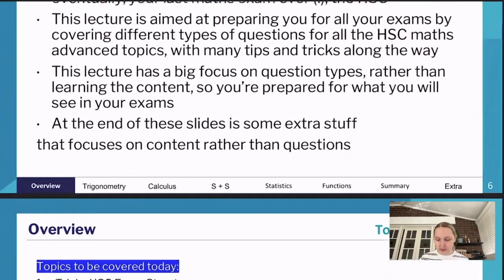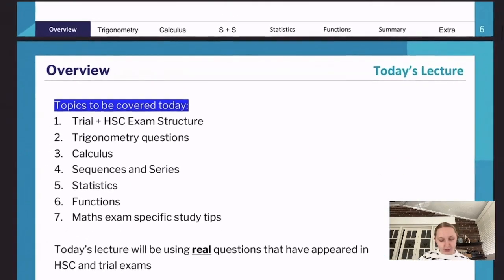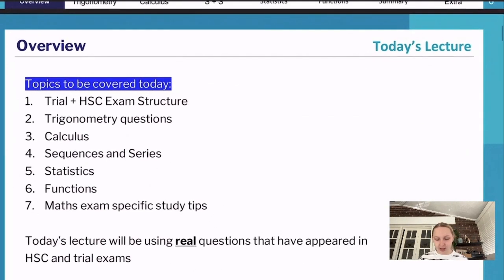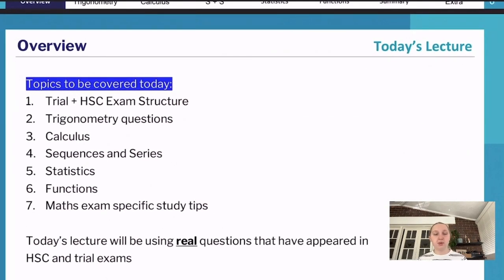Okay, so I kind of spoiled it. I already talked about the topics that we're looking at today, but the first thing we're going to look at is the exam structure for sitting your trials and your HSC.